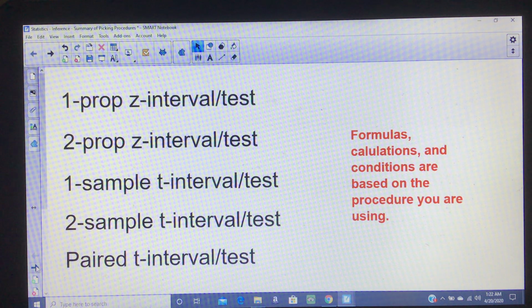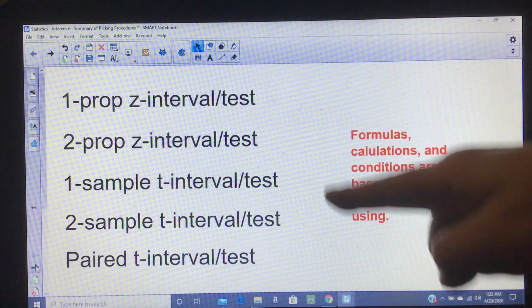Basically, the calculator on an interval will calculate the confidence interval right for you. On a test, it won't go through all of the calculations, but it will give you the T-score or Z-score, and it'll give you the p-value, in which case you can then make a conclusion from that. And over here it just says that the formulas, calculations, and conditions are all based on the procedure you're using.